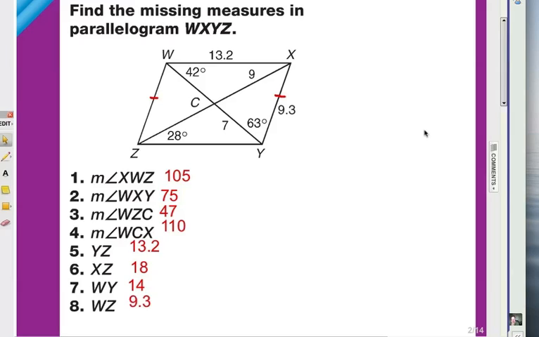All right, very good. Thanks for trying this video. And it's all about the properties of a parallelogram's angles, opposite sides, and diagonals.